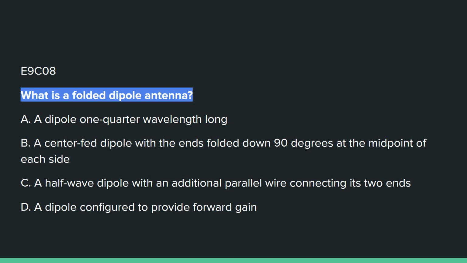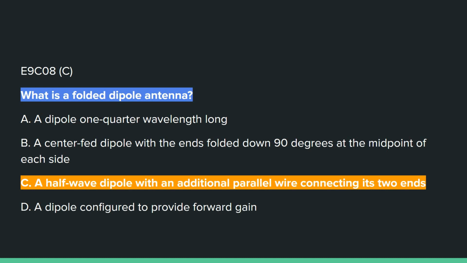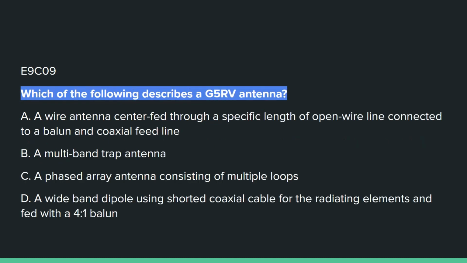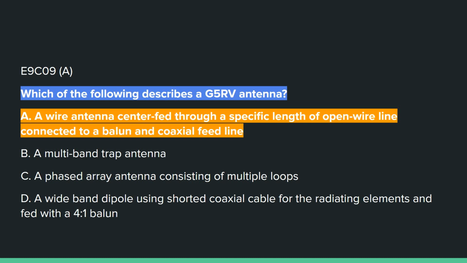E9C08, what is a folded dipole antenna? That's C. A half-wave dipole with an additional parallel wire connecting its two ends. E9C09, which of the following describes a G5RV antenna? A. A wire antenna center-fed through a specific length of open wire line connected to a balun and coaxial feed line.